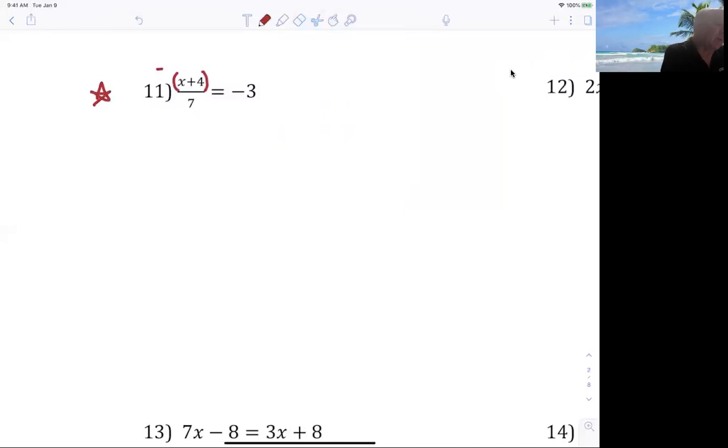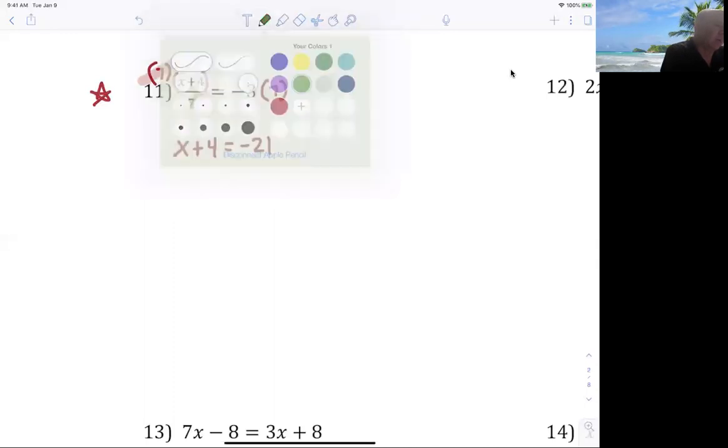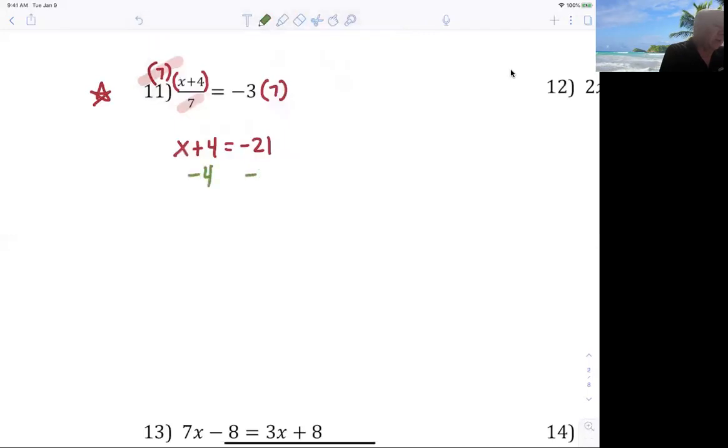I want to get rid of the dividing by 7, so I'm going to have to multiply both sides by 7. Now look what happens. The multiply by 7 and the divide by 7 cancel. So I'm left with x plus 4 equals negative 21. Then from there, subtract 4, and x equals negative 25. I feel happy about that.